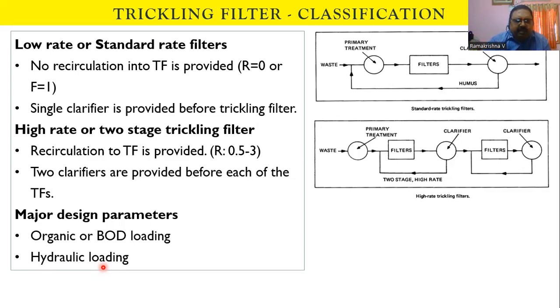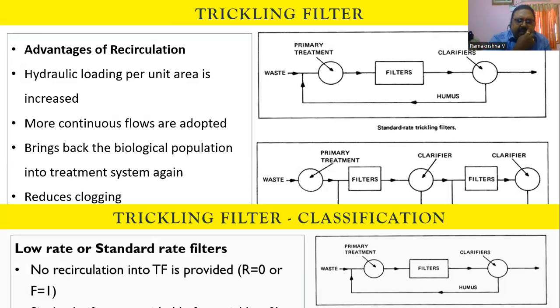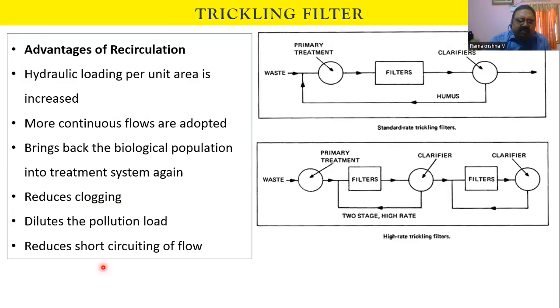The major design parameters are BOD loading, also called organic loading, and hydraulic loading. When we provide recirculation, what is the advantage? The hydraulic loading per unit area is increased, more continuous flows are adapted, and the major purpose is to bring back the biological population into the treatment system to increase its efficiency. It reduces clogging, dilutes the pollution load and reduces short circuiting of flow.